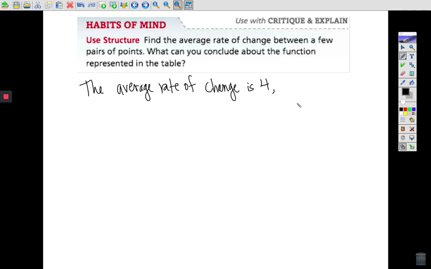So since the average rate of change is 4 between each value, that means that these values are probably a linear function because our rate of change stays consistent.